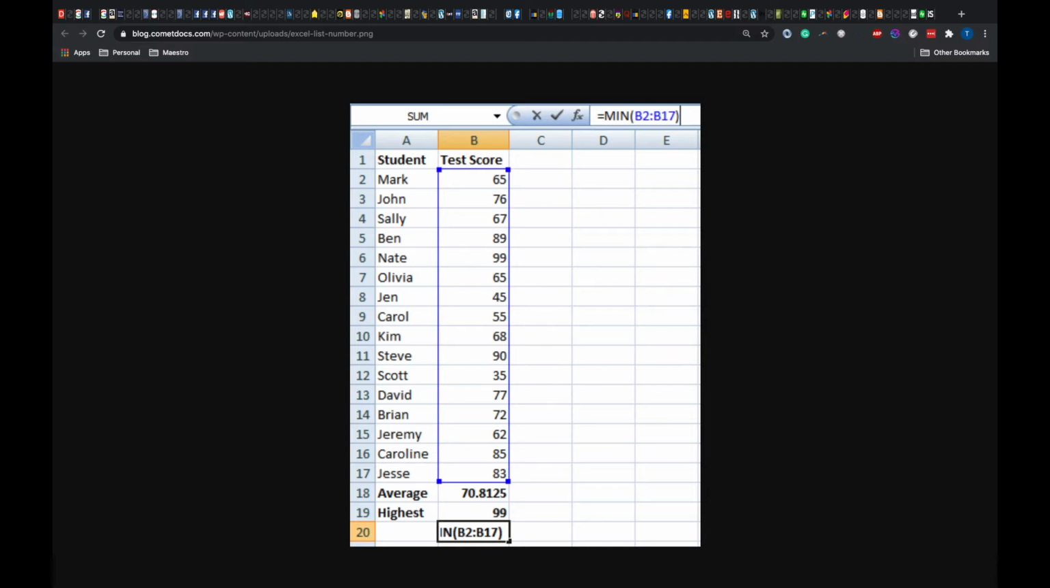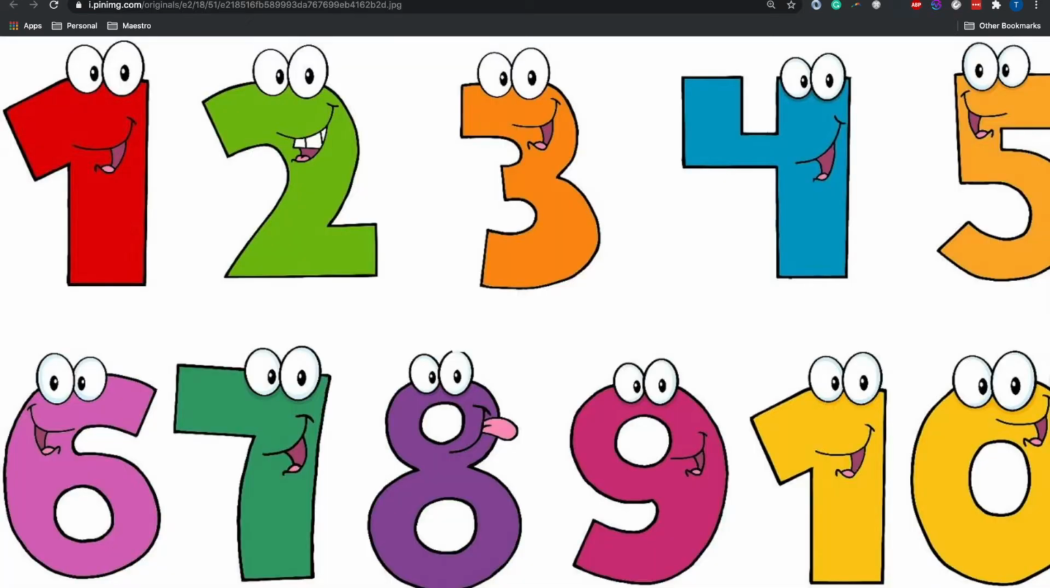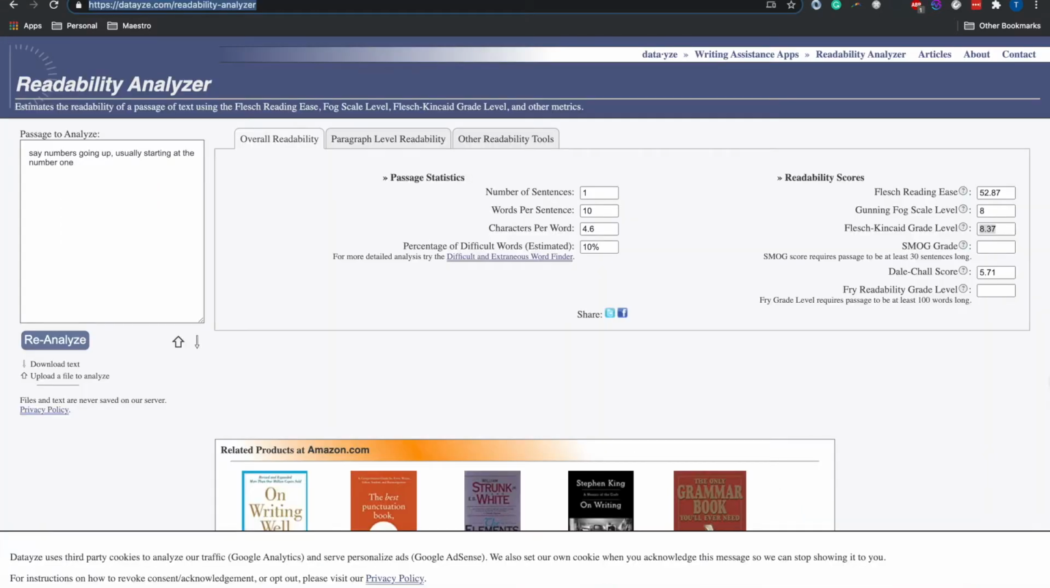With this sentence, it looks like we could replace in ascending order with going up. If we then do that same replacement with our definition of count, we then have say numbers going up, usually starting at the number 1. This lowers the necessary reading comprehension down to that of an average 8th grader, so we are getting much closer.